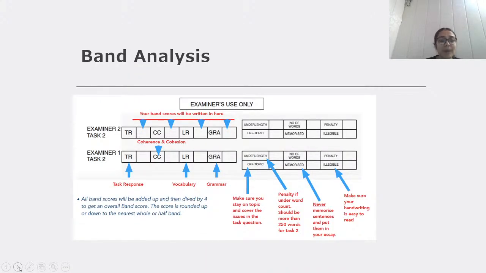Now let's talk about the band analysis. Guys, what you can see on my screen right now is very important for us to understand. If I ask you one question: how many words do we need to write in IELTS Task 2?